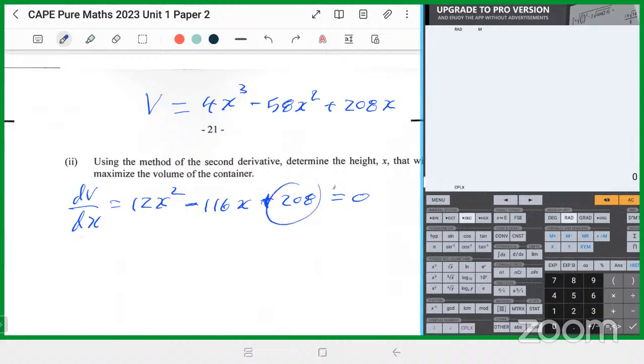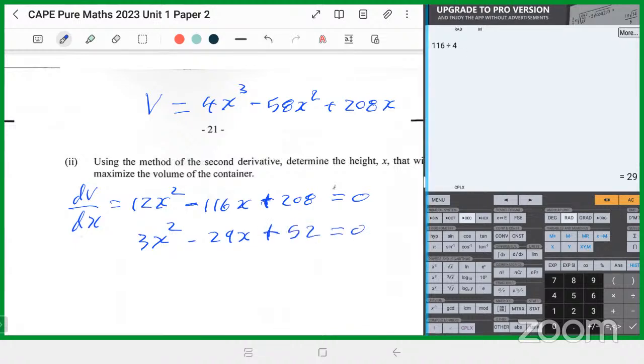So divide this by 4, you get 52. 116 divided by 4, 29. So it's 4 we can divide by. So we divide 12 by 4, we get 3x squared minus 29x. Divide this by 4, we get 52 equals 0. So 208 divided by 4, yeah, 52 equals 0.